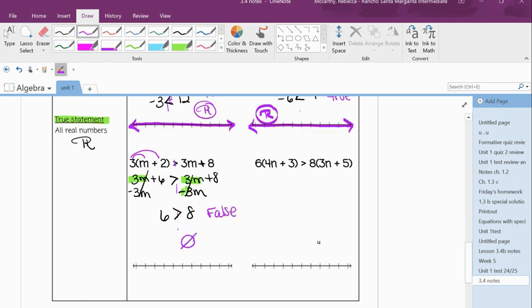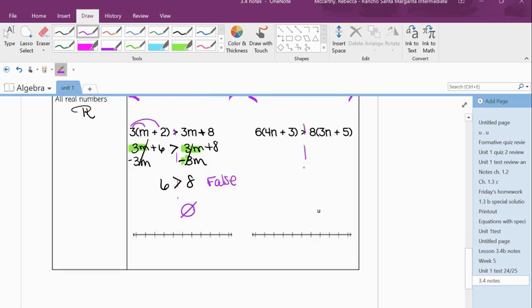Okay. My next item, I'm going to remind myself to simplify both sides first, and I get 24n plus 18 after I distribute that 6. I'm going to distribute this 8, and I get 24n plus 5 in my inequality. Now again, I recognize that these are the same, but I'm going to subtract those to see if this is either a true or a false statement. So I get 18 is greater than 5. And that's a true statement.